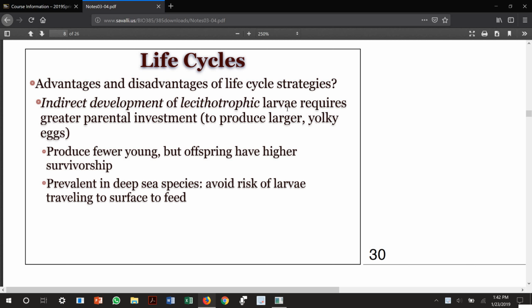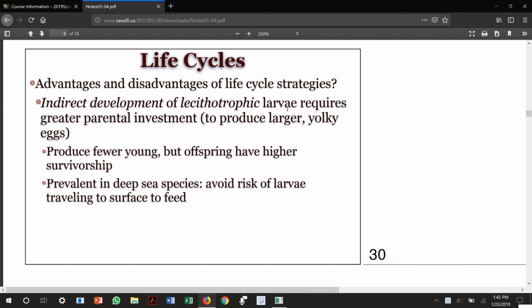You're producing bigger eggs. That means the female has to yolk up those eggs, put more nutrients into each individual egg, which generally means, if you have to produce more of something, you only have a fixed amount of resources that an animal has available to it. So if you produce bigger offspring, that generally means you're going to produce fewer young.